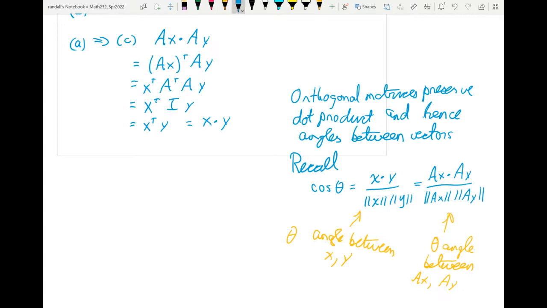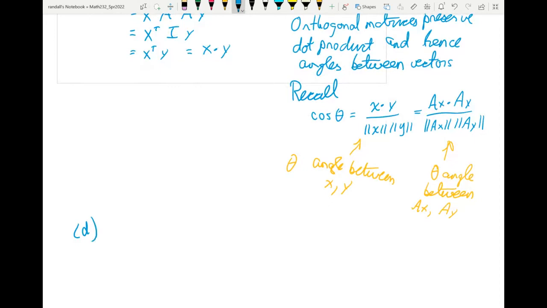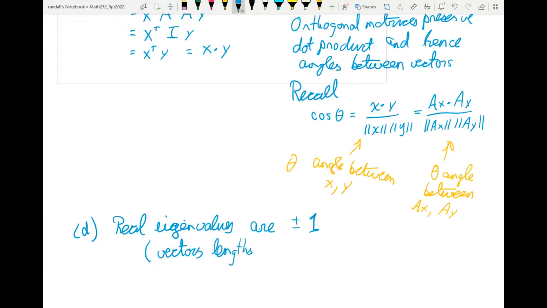Another property is D, and we can kind of see why it's true. The real eigenvalues are plus or minus 1. They can't be anything else. And we can see why this is true. Vector lengths are not changed by A, right? That was what we saw above.